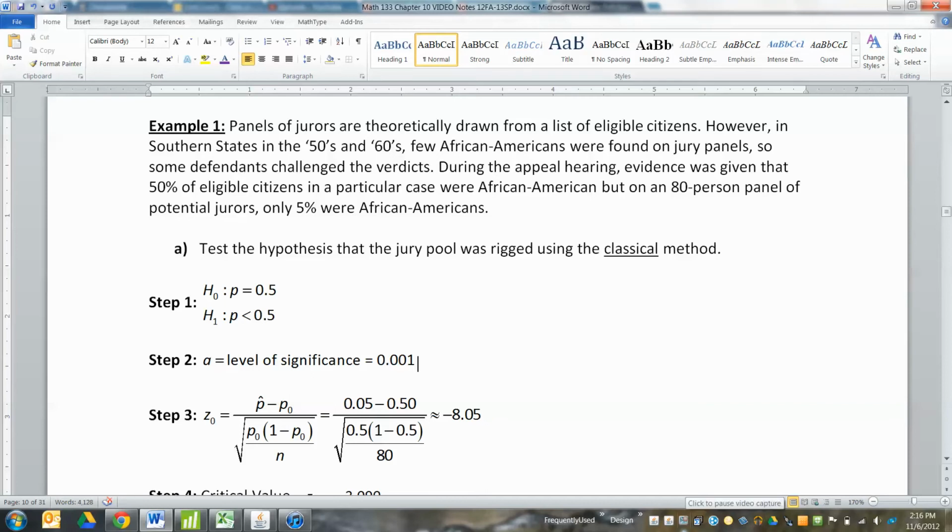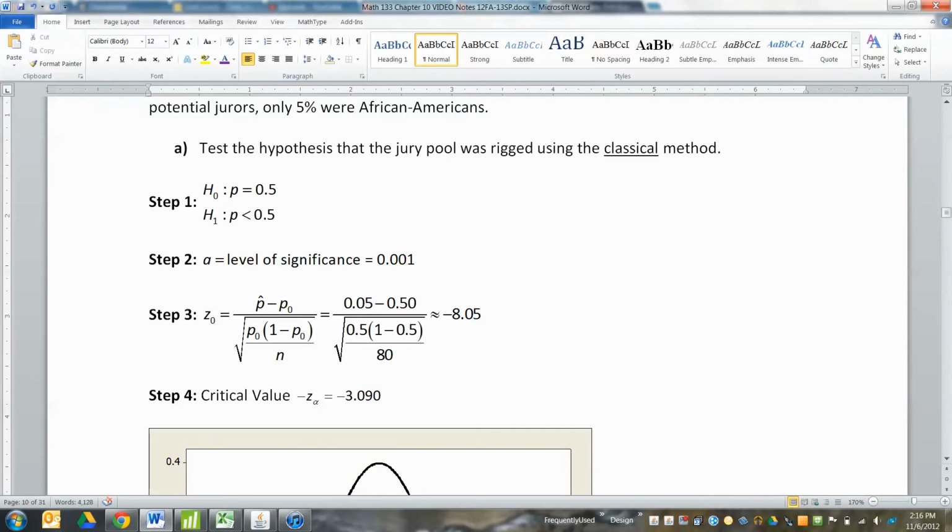I can make it lots of other things too. I can make it 0.006 or 0.004 or 0.2 or whatever. But since I don't want the chance of making a mistake to be high, I'm going to make it pretty small. Okay. So then I need to find the test statistic. So that's z0 equals p hat minus p0 over the square root of p0 times 1 minus p0 over n.